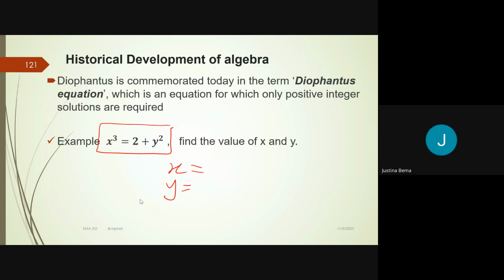When you take cube of 3, you get 27. And we know that 5 squared plus 2 is 27. So 25 plus 2 will give us 27. So how did you get the answers? Yeah, I was just doing trial and error.